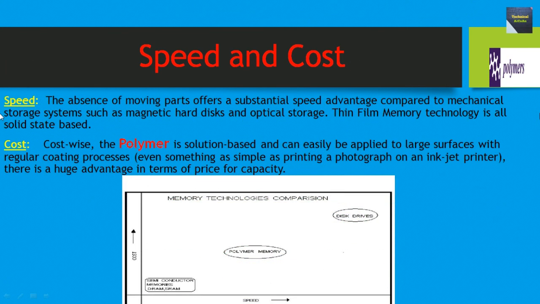Now I talk about speed and cost of polymer memory. At first we talk about speed. The absence of moving parts offers a substantial speed advantage compared to mechanical storage systems such as magnetic hard disks and optical storage. Thin film memory technology is all solid state based. And if we talk about cost wise, the polymer is solution based and can easily be applied to large surfaces with regular coating processes. There is a huge advantage in terms of price for capacity. The picture provides a comparison between various memories in terms of cost and speed.